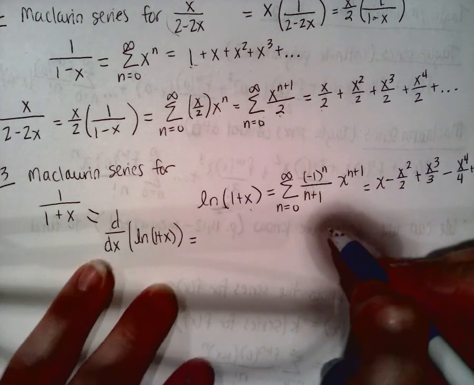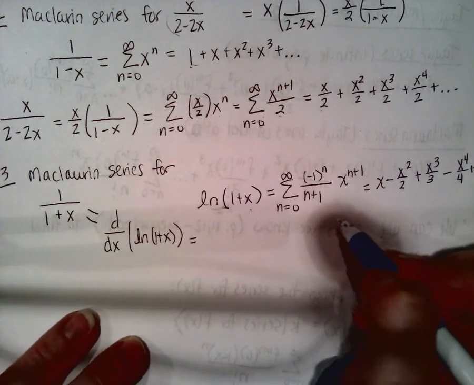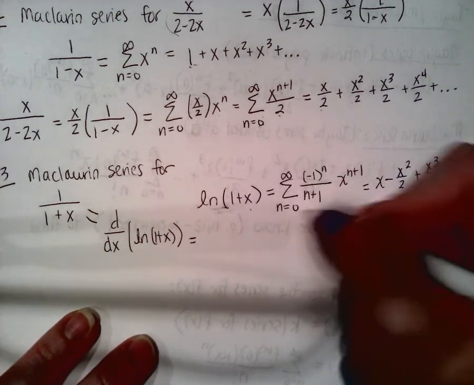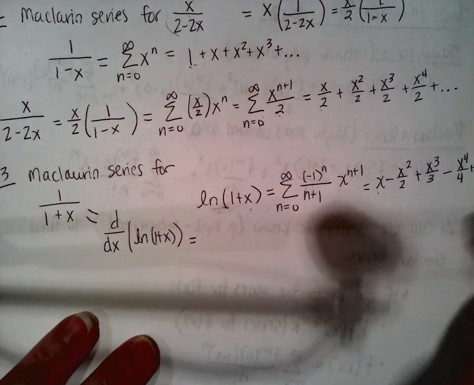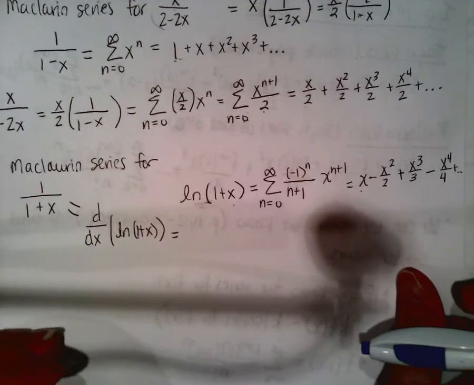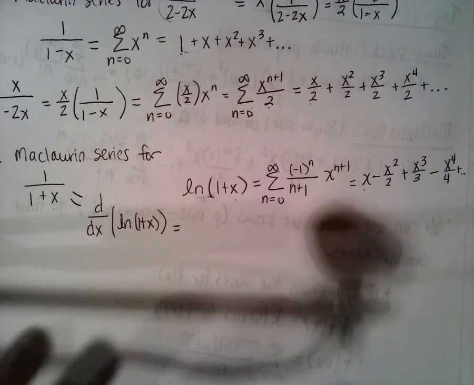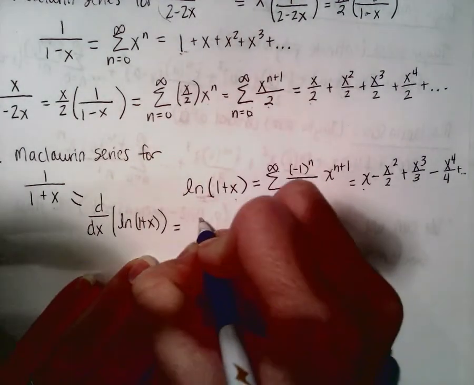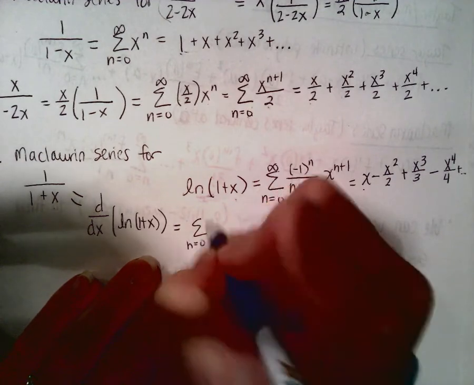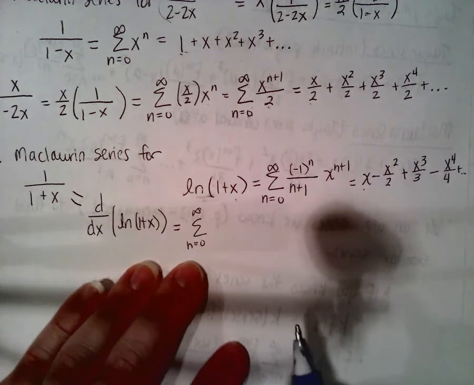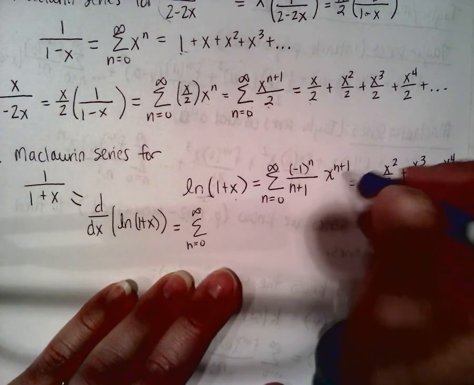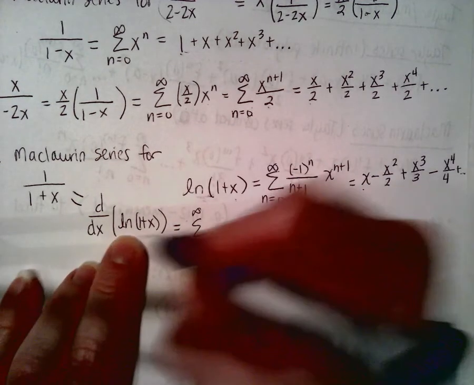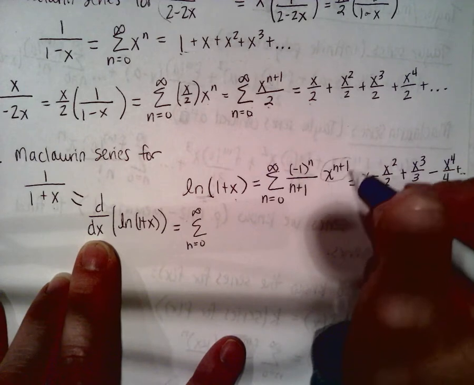I'm going to take the derivative of this series, of the sigma notation, or you can just take the derivative of each individual term and then write the sigma notation based off of that. So there's a couple different ways you can do this. So what I'm going to do is take the derivative here. Remember, we're taking the derivative with respect to x. So the x here is our variable.